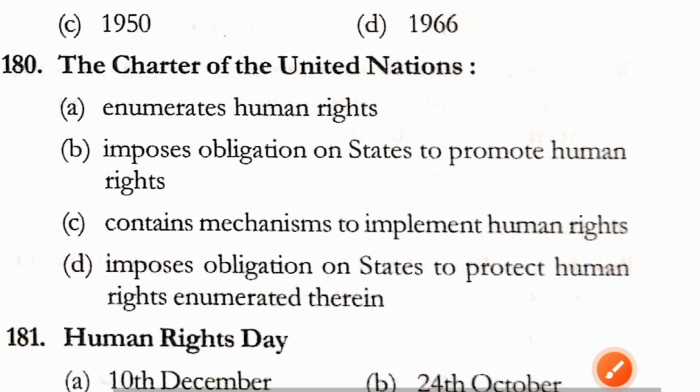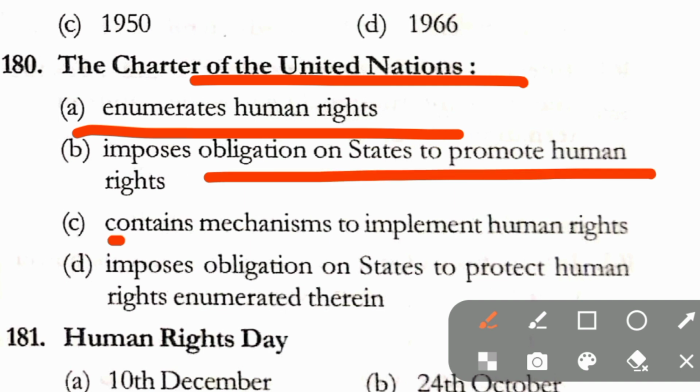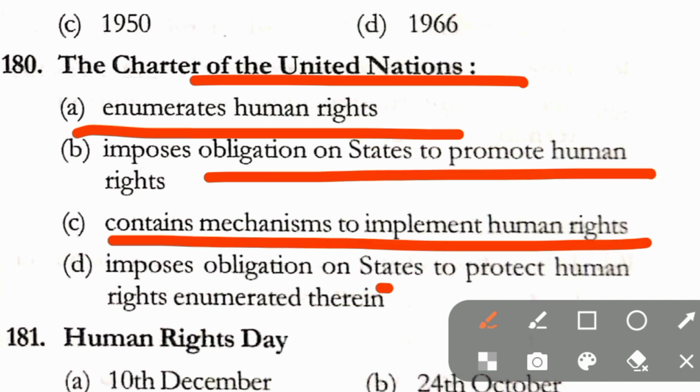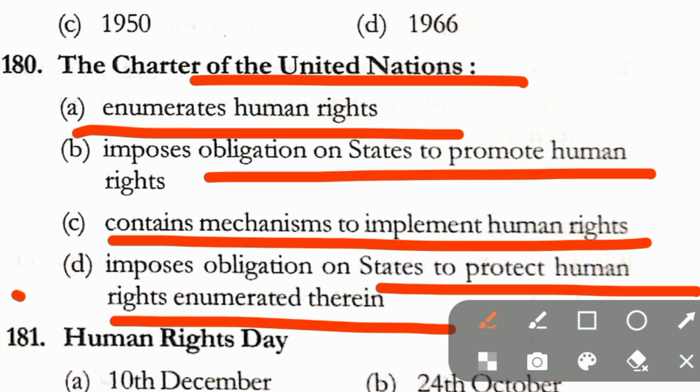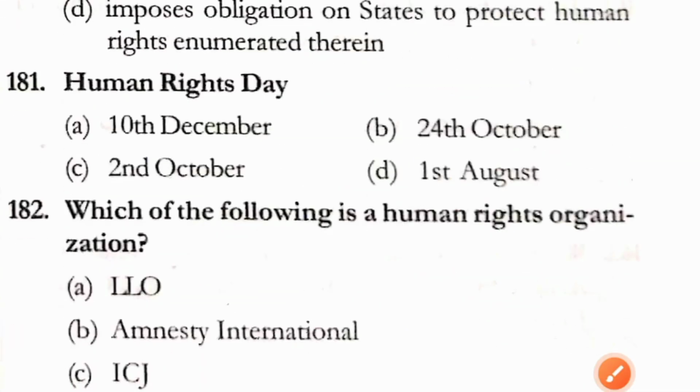Question number 180. The Charter of the United Nations, option A, enumerates human rights, option B, imposes obligation on the states to promote human rights, option C, contains mechanism to implement human rights, and option D, imposes obligation on states to protect the human rights enumerated therein. On question number 180, the correct answer obviously is option D, that is imposes obligation on states to protect human rights enumerated therein. Now let us proceed to question number 181.